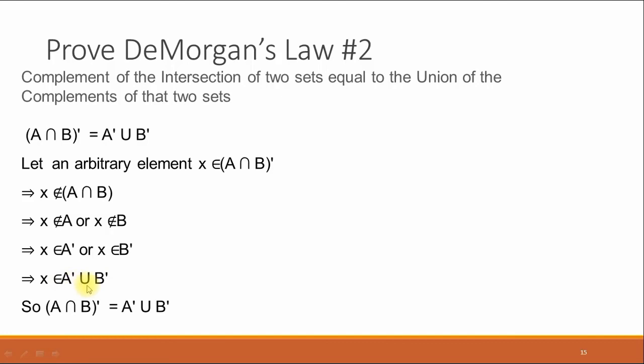So x belongs to A' or x belongs to B', we can write x belongs to A' ∪ B'. So (A ∩ B)' is equal to A' ∪ B'. I want to repeat, since x is an element of (A ∩ B)', and here we prove that x is an element of A' ∪ B', so (A ∩ B)' is equal to A' ∪ B'.